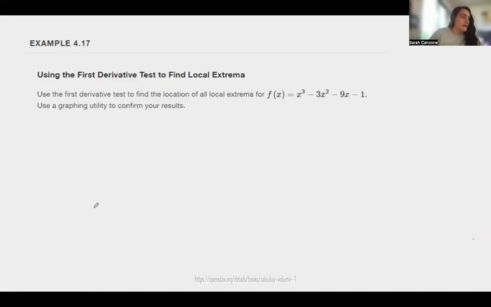All right, so let's go ahead and try an example. Use the first derivative test to find the location of all extrema for this function here. We aren't going to use a graphing utility to confirm. You can use that and confirm if you'd like, but we're not going to do that. So we have this function.